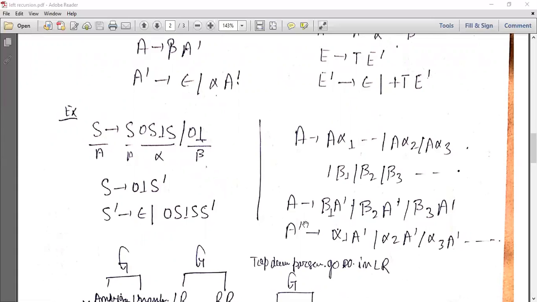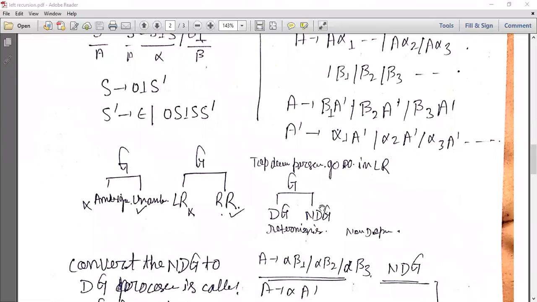So we use the simple formula. A tends to beta 1 A dash, or beta 2 A dash, or beta 3 A dash, and A dash tends to alpha 1 A dash, alpha 2 A dash, alpha 3 A dash, and so on. Now the grammar, right? So we discuss different types of grammar.